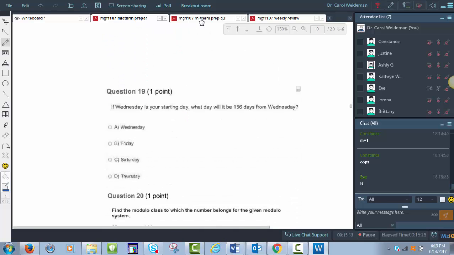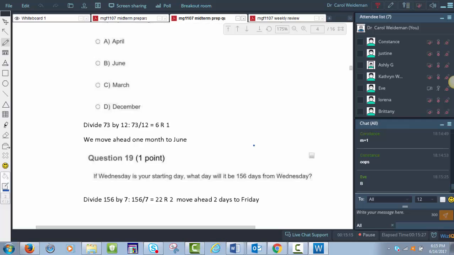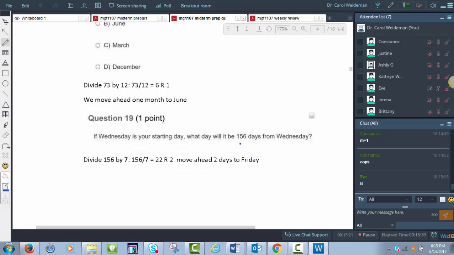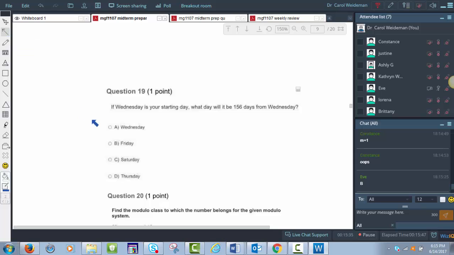Okay, that's another detailed solution one. So this one is, if Wednesday's your starting day, what day will it be in 156 days? Now remember, this time we're on a 7-day system. So we're going to take 156 and divide by 7. And I got 22 remainder 2, so I move ahead 2 days. Wednesday, 2 days, Thursday, Friday. I don't think you'll have trouble with these. These are pretty straightforward.